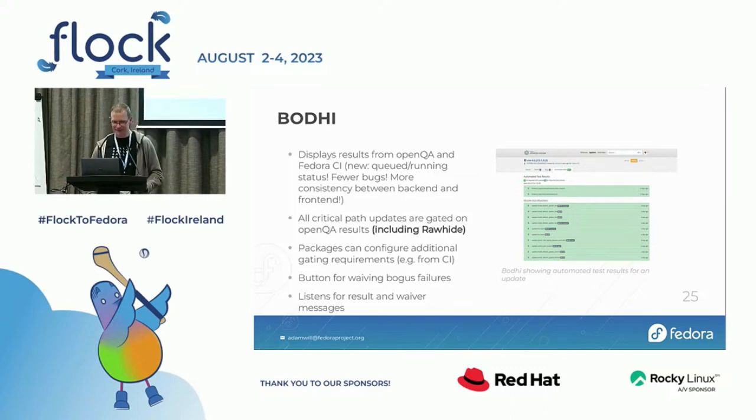It displays the results from OpenQA and Fedora CI. Fairly recently, it's been updated to also show when tests are queued or running. Before, before a test actually completed, Bodhi would just tell you the result was missing, which was a bit confusing and scary. And that was just because the system hadn't got to it yet. But now it does actually tell you it's in the queue or it's currently running.